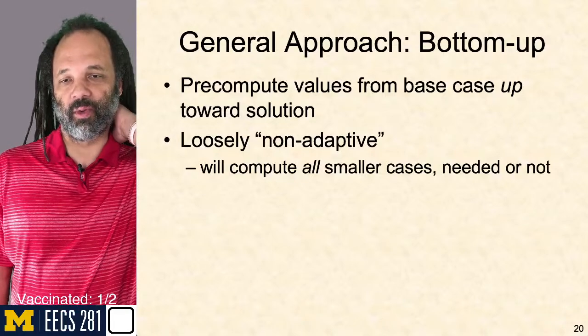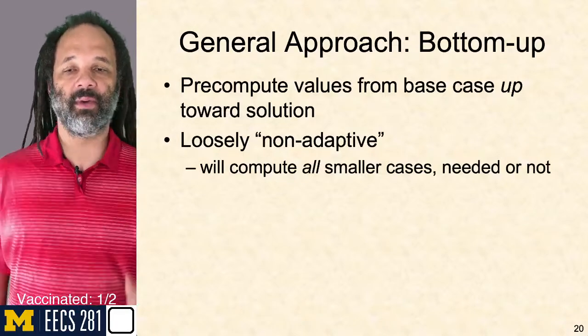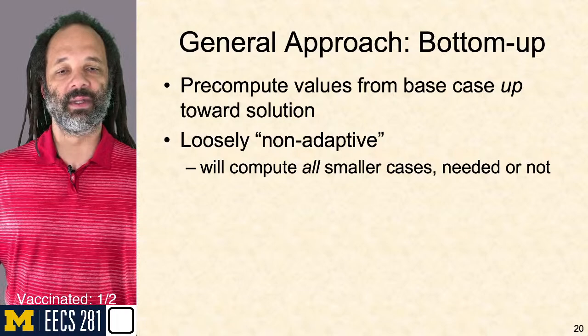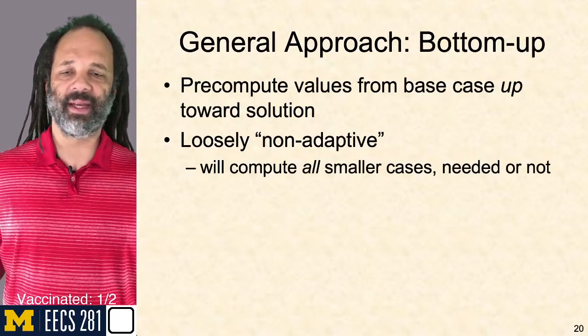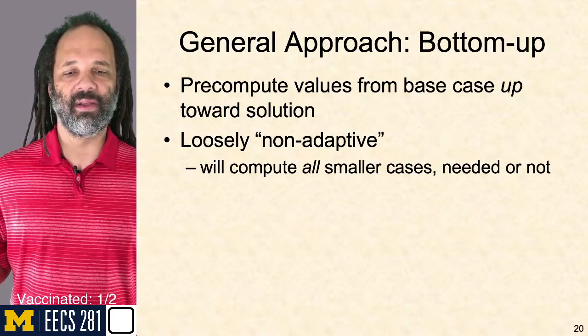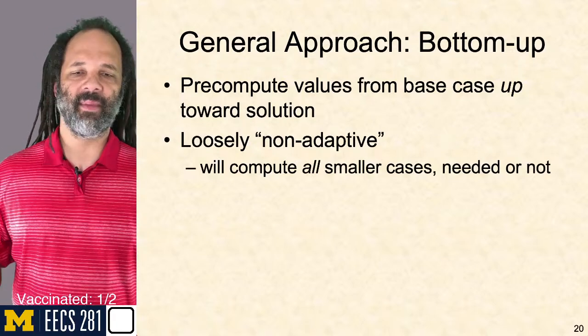So the general approach for bottom-up, this is the one where we use iteration. This pre-computes the values from some base case up towards the solution. It's loosely non-adaptive because it does calculate all the smaller cases, whether you need them or not, because it doesn't know.